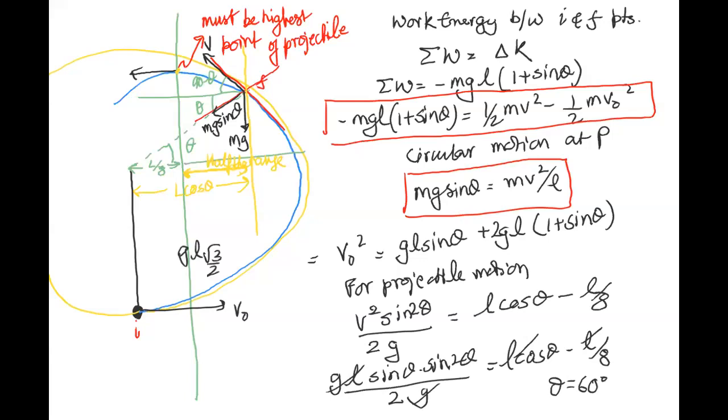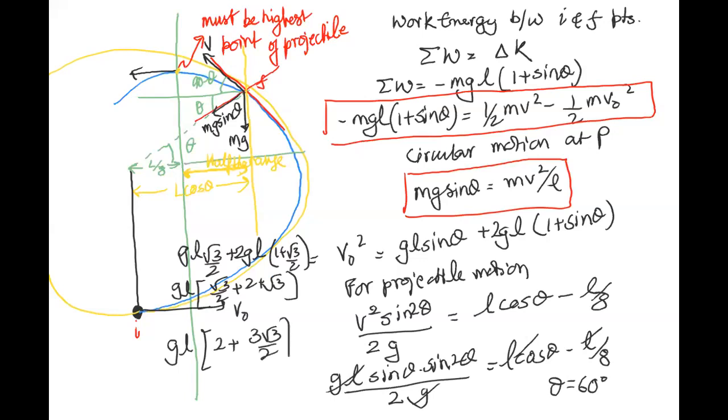GL root 3 by 2 plus 2GL 1 plus root 3 by 2 GL root 3 by 2 plus 2 plus root 3 GL. हाँ, thank you. 2 plus 3 root 3 by 2 यहाँ तक छोड़ देते हैं अब, यहाँ तक छोड़ देते हैं.